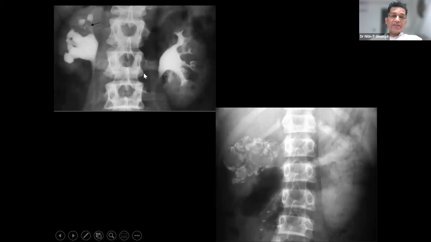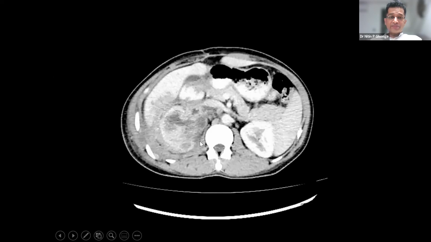This is an IVP image. You can see the left kidney is normal, but the right kidney shows focal stricture in the upper major calyx, leading to focal calyceal dilatation in a patient with tubercular kidney on the right side. The same patient after some time, with chronicity, can develop calcification of the right kidney. This is called putty kidney.